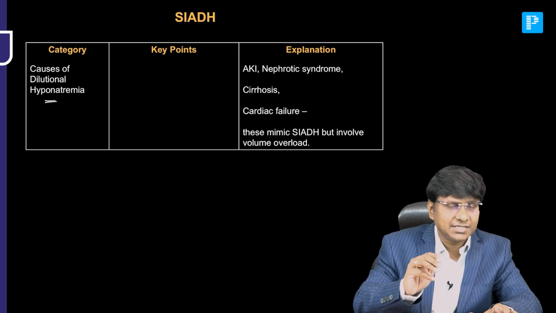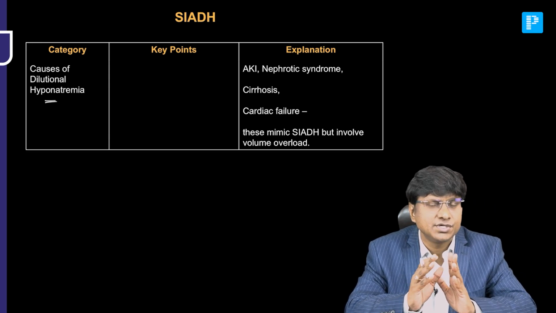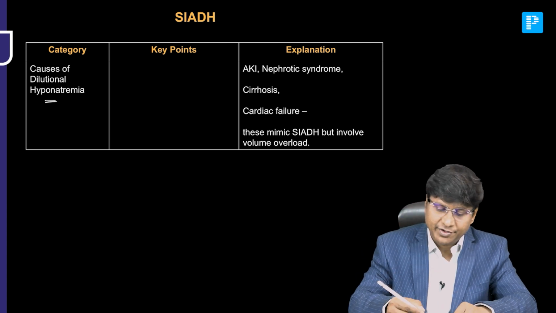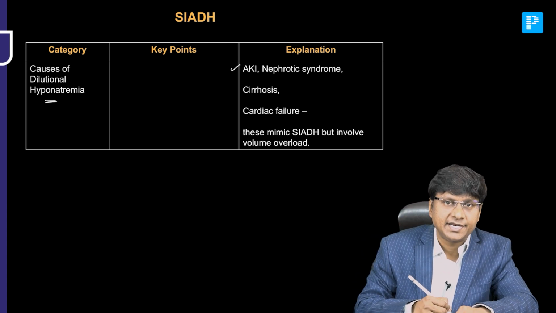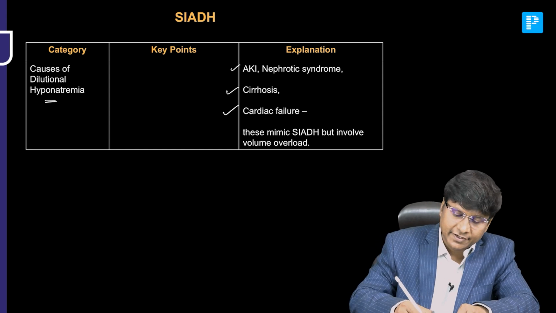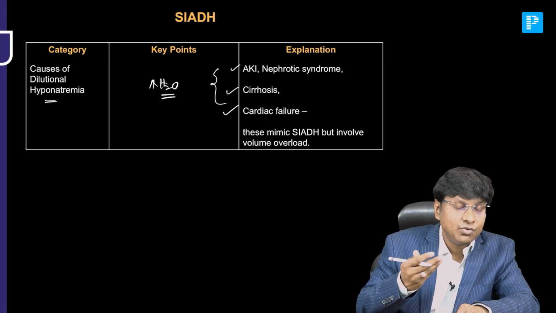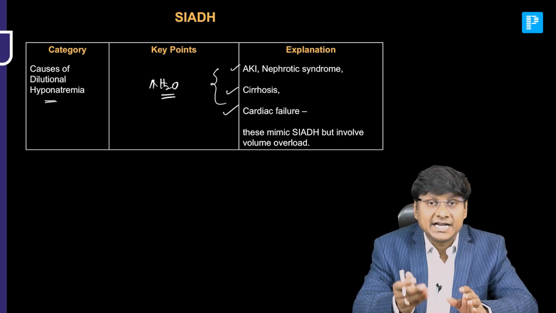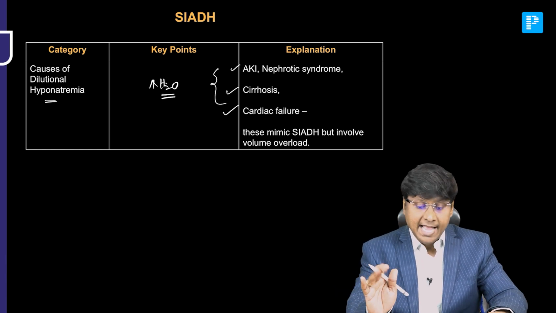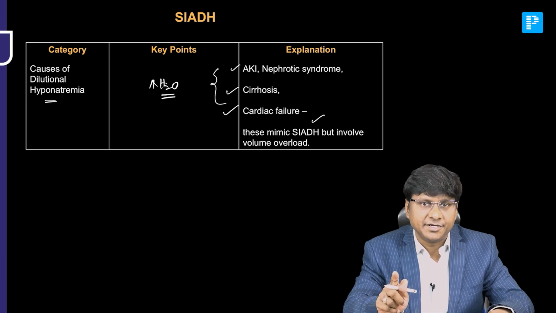Then what are the causes of dilutional hyponatremia? Here what you get in case of SIADH is euvolemic hyponatremia, right? The causes of dilutional hyponatremia include acute kidney injury as well as nephrotic syndrome, cirrhosis of liver, and congestive cardiac failure. So in all these conditions, there will be increased volume of fluid that will dilute the sodium, resulting in dilutional hyponatremia, right? Whereas in SIADH, as I have discussed, it is euvolemic hyponatremia.